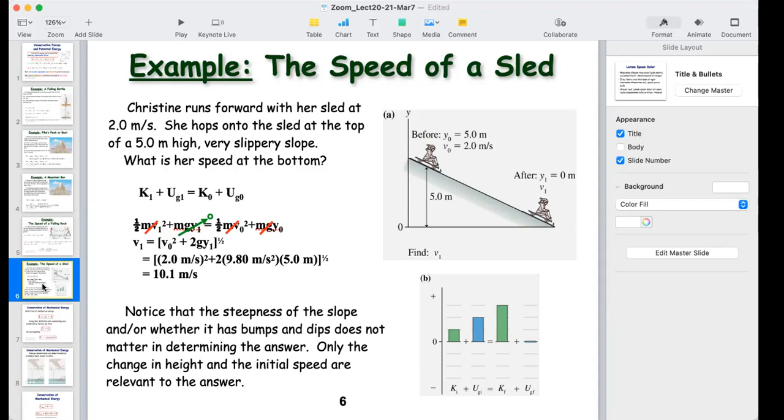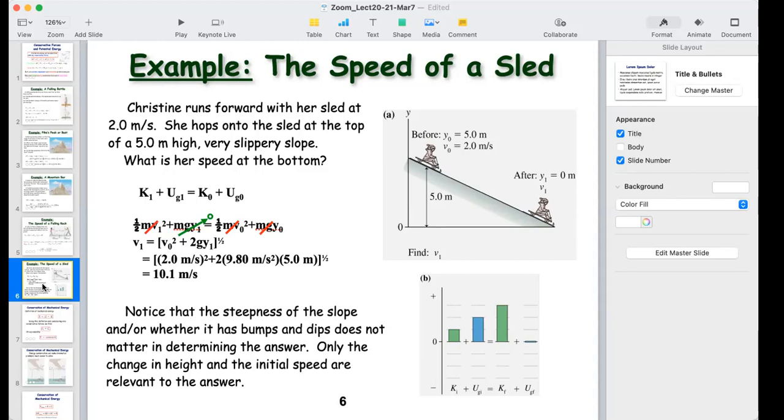Yes. And so make sure in the midterm that you use this approach, okay? Because this is conservation of energy, we want to see that you are using this. Okay, so here we have Christine runs forward with her sled at 2 meters per second. She hops into the sled at the top of a 5 meter high, very slippery slope. What is her speed at the bottom?